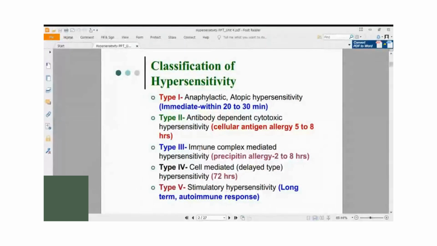Okay. Then come to type 4 hypersensitivity. The type 4 hypersensitivity is delayed type. Delayed means it will happen after 72 hours. It may take 3 days for the expression, but when it expresses after 3 days, it is going to be violent. It is going to be painful. It is going to be problematic. And it is mediated by cells. It is therefore called cell mediated.